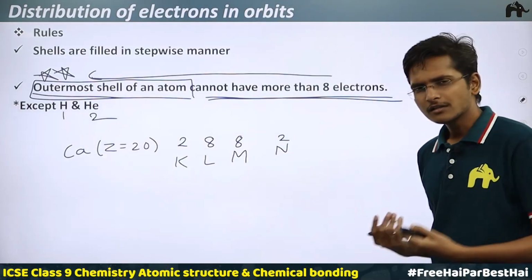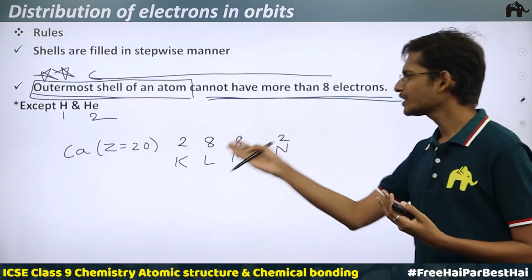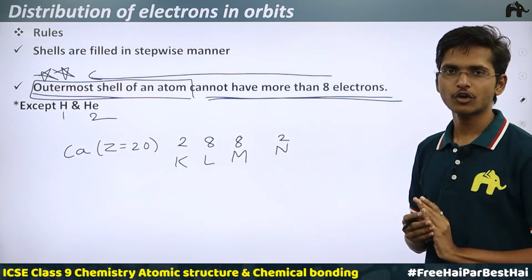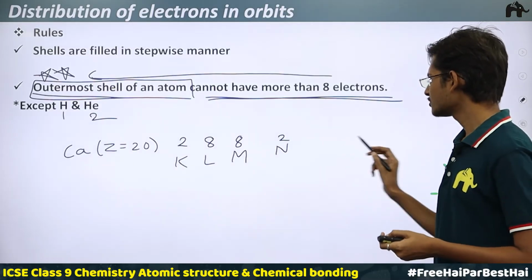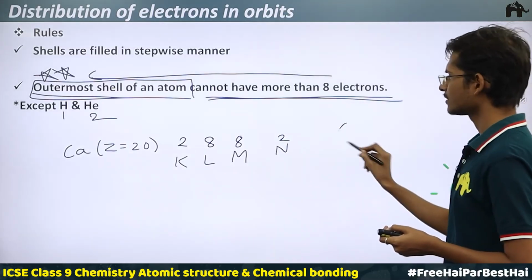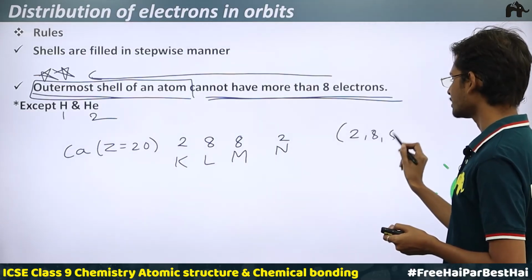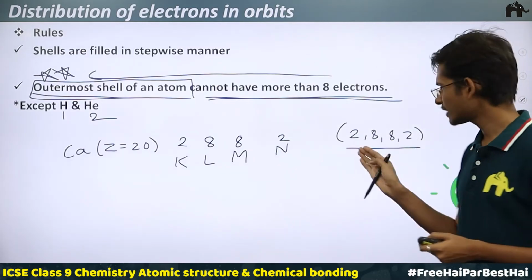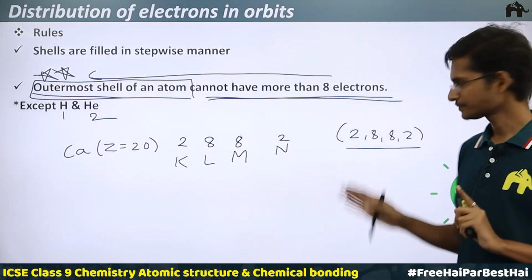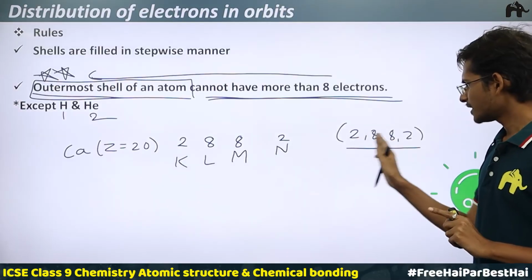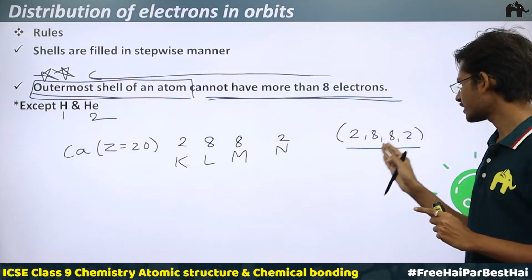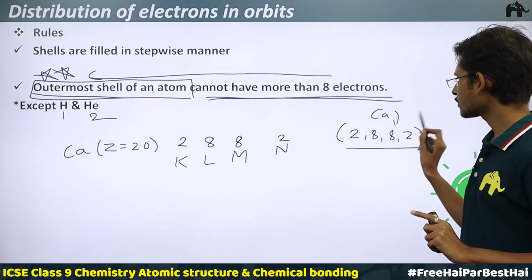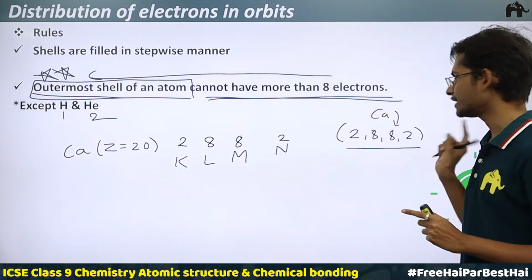Further moving ahead, no need to always write K, L, M, N. If you want to tell the electronic configuration to anyone, you can simply write it this way: 2, 8, 8, 2. You just write the number of electrons in that particular shell. It's understood that you are moving ahead from K to L to M to N, or from first shell to second to third to fourth. Clear? So if someone asks you to write the electronic configuration of calcium, you can simply write 2, 8, 8, 2.